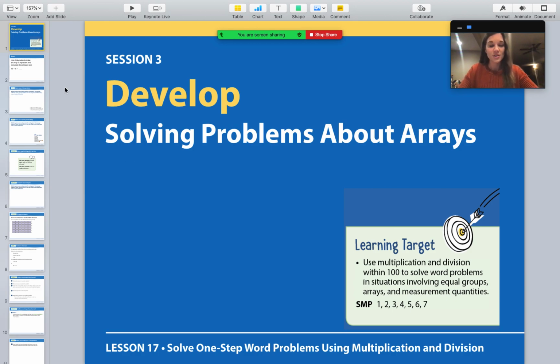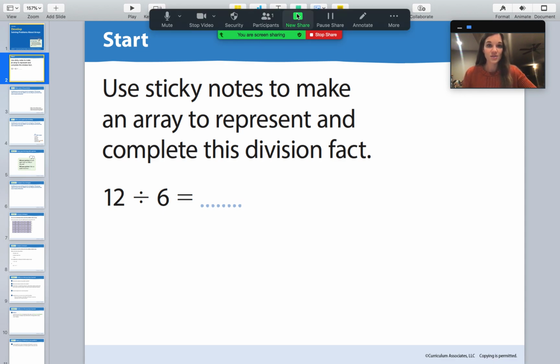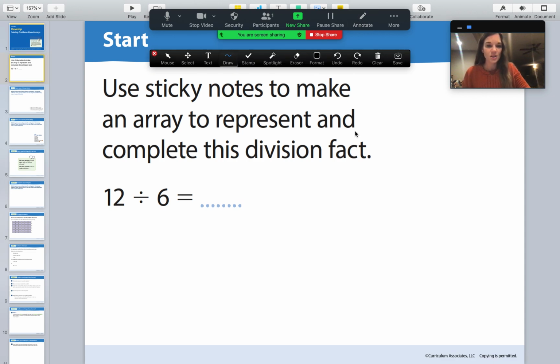So very first, I want you guys to hurry and grab a whiteboard. Okay, we're going to start off with this. Now this says to use sticky notes, but I want you just to pretend to draw sticky notes on your whiteboards. So draw sticky notes or squares, either or, to make an array to represent and complete this division fact. So I want you guys to try that out.